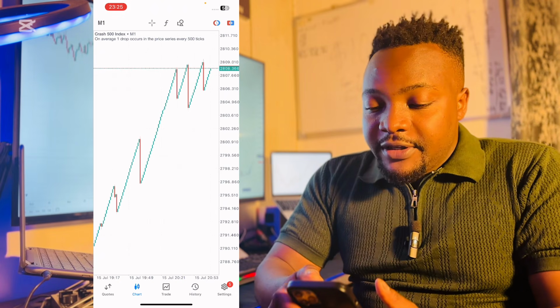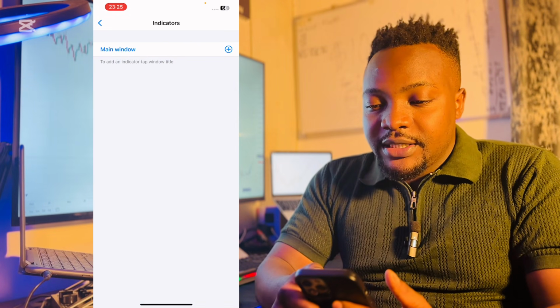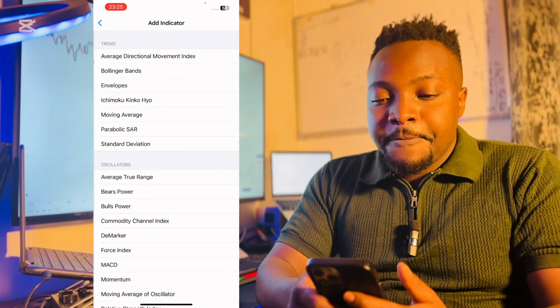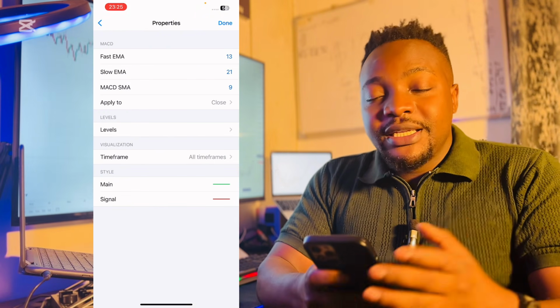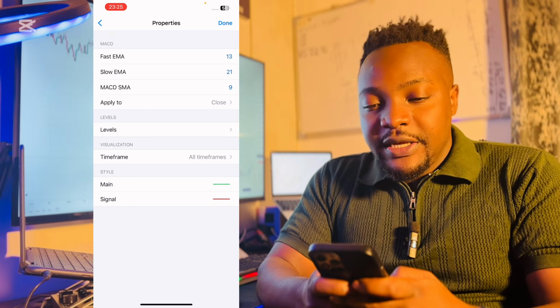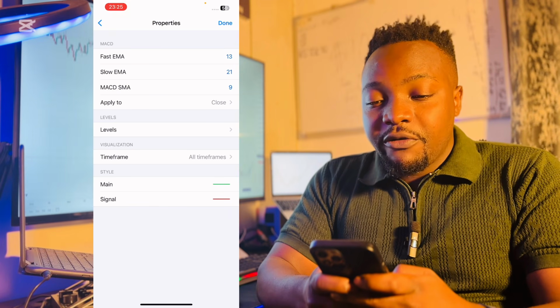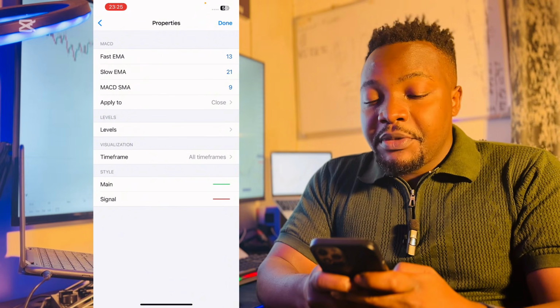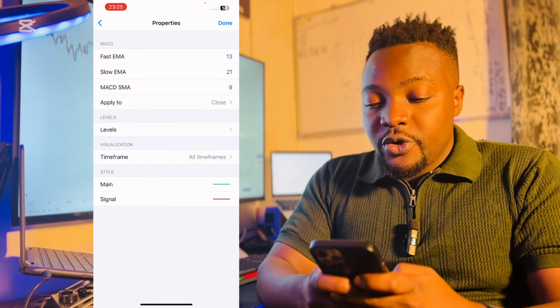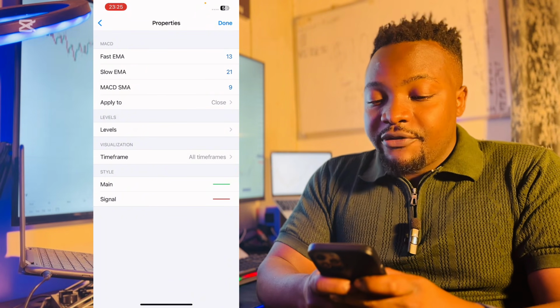The first thing that we want to add to our chart: I'm going to go to my indicators section, then main window, and we're going to add the MACD. This MACD is going to have the following properties. We're going to have a fast EMA of 13, a slow EMA of 21, a MACD SMA of 9, apply to close, and we're not going to have any levels on this one.